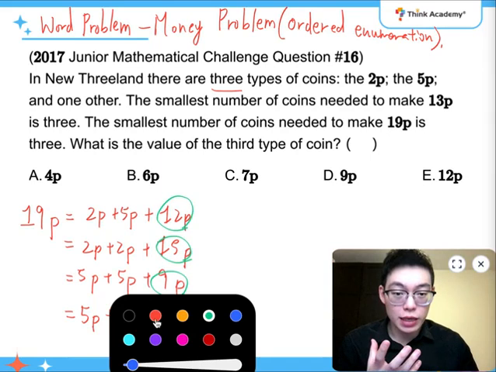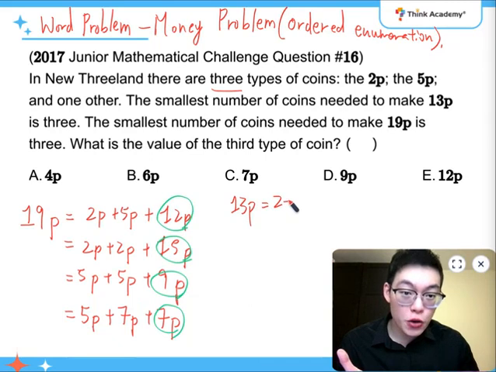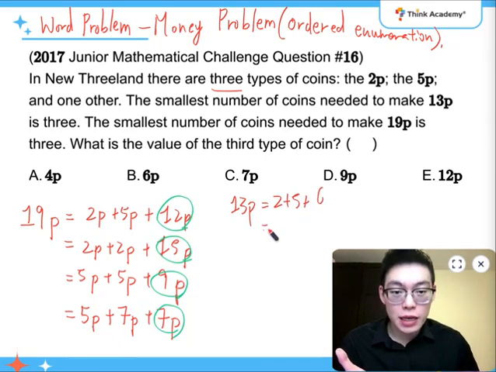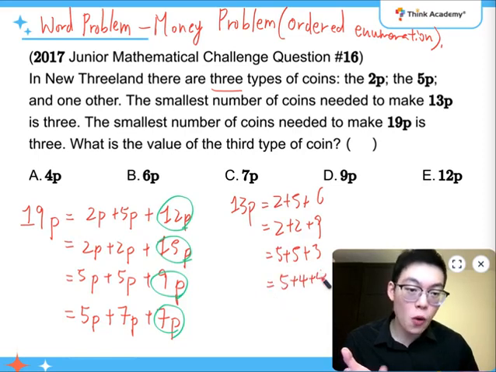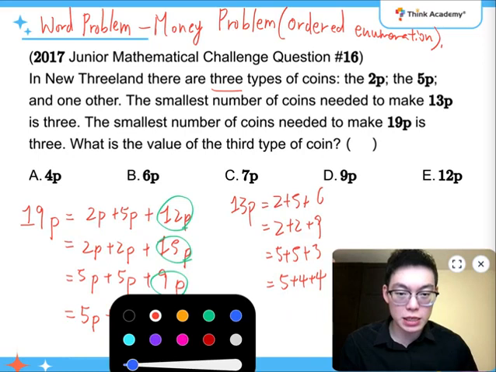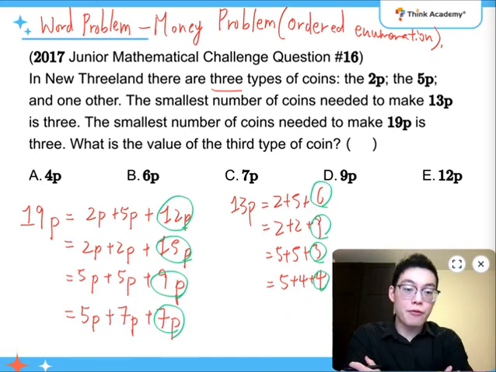So I'm just looking at how I can make 13p as well. So 13p can be 2 and 5 and 6. It can also be 2 and 2 and 9. It can also be 5 and 5 and 3. Or it can also be 5 and 4 and 4. These are the only 4 possibilities. So I'm saving the unit because I don't have enough space. So 9, 6, 3, and 4.